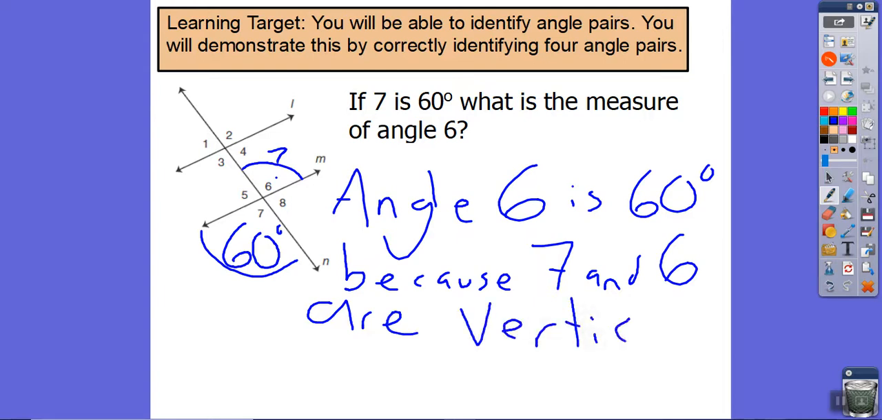So I'm looking for three things. I'm looking for you to answer it. I'm looking for you to say the two angles and use the vocab word. If I ask you this question and you just say 60, that is not a valid answer. You have to explain your answer. And this three-part system is a nice way to make sure you get that in there. So angle 6 is 60 degrees because 7 and 6 are vertical.